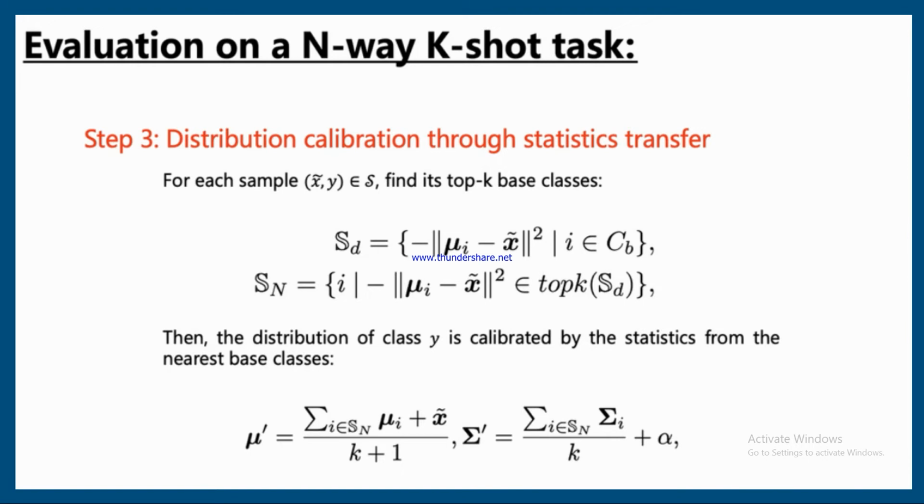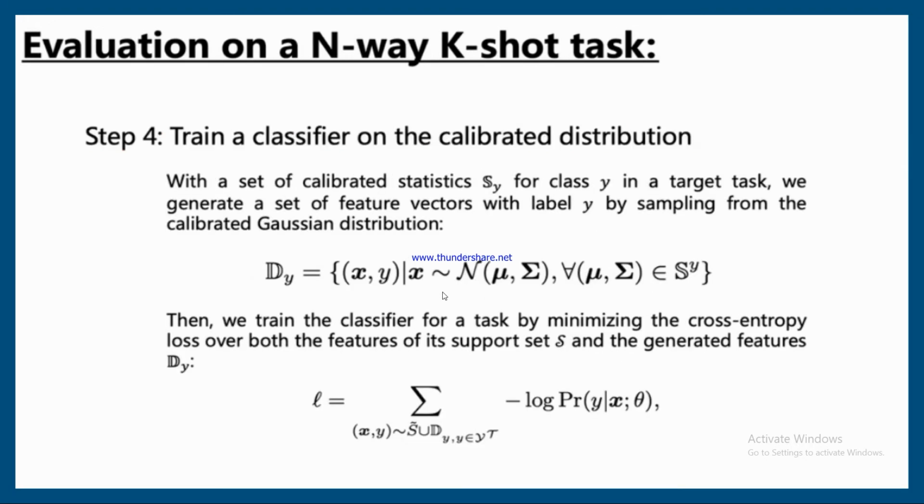Right. And then the distribution of the class Y is calibrated by the statistics from the nearest base classes. So then in step 4, they have trained a classifier on the calibrated distribution. That distribution has already been calibrated. So they sample a set of feature vectors from the calibrated distribution for each class Y. So the classifier is trained over the support set and the generated set. So both sets, and here they have a cross entropy loss over both the features and the support set.